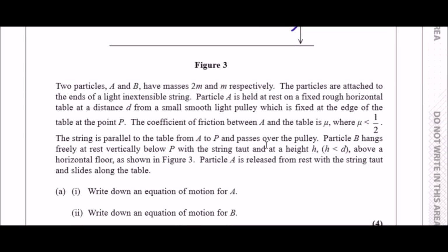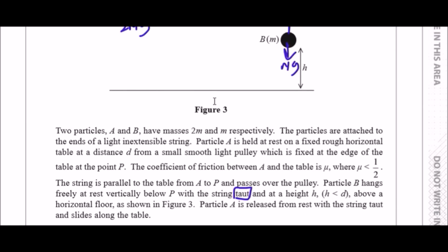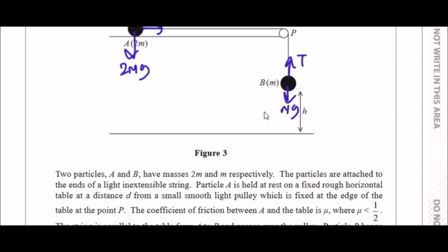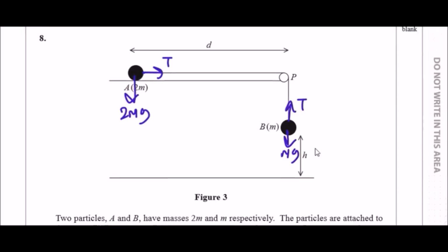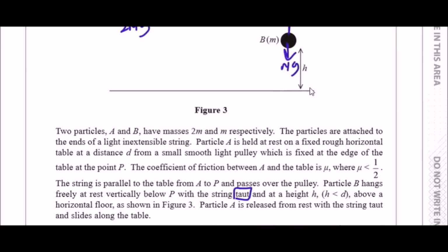And passes over the pulley. Okay, so carrying on where we left off. Particle B hangs freely at rest vertically below P with the string taut and at a height h. Taut just means that the string is completely straight, it's tight more or less. So as B moves, A will move freely. If the string was slack, meaning it's loose, then there's no tension in the string. So think of taut as there being some effect to the string and a particle, so it has a tension. And the rest of it seems quite obvious.